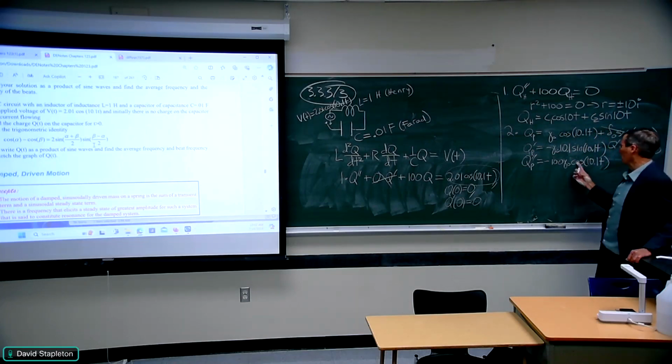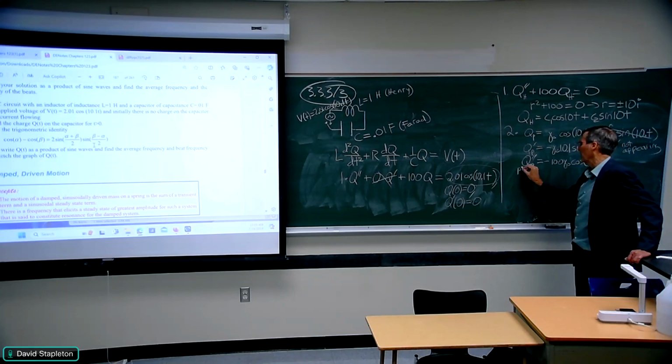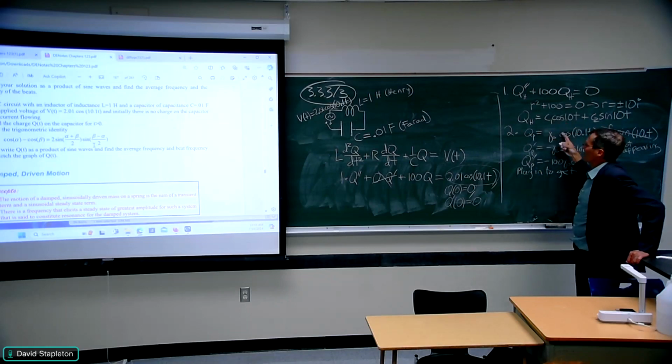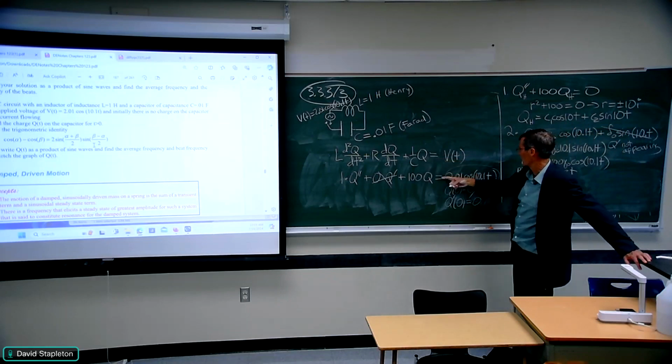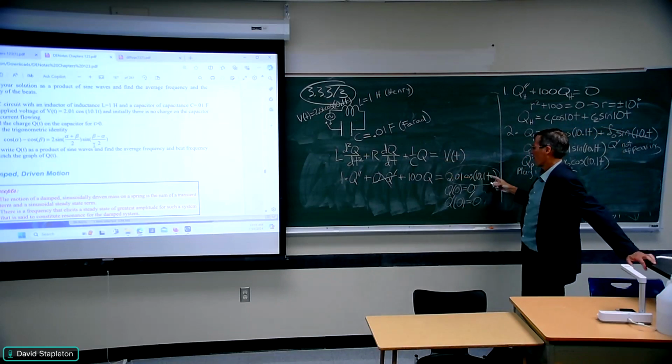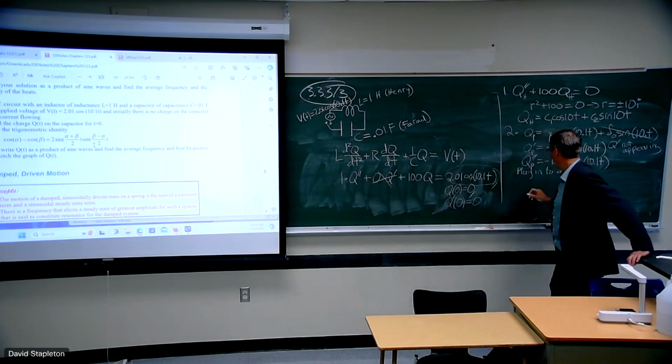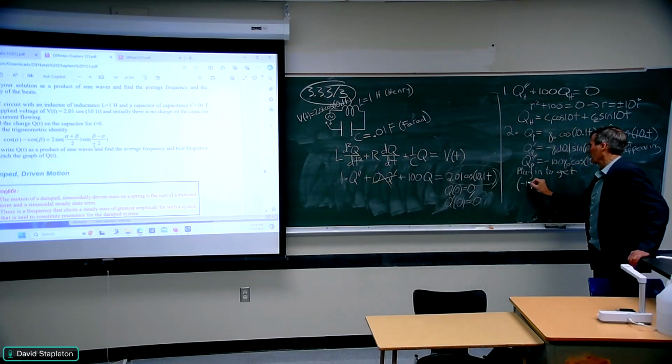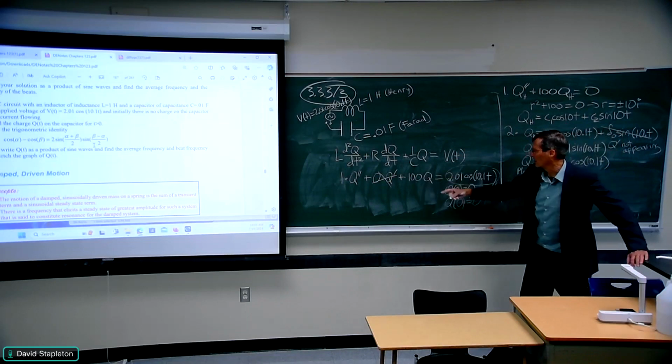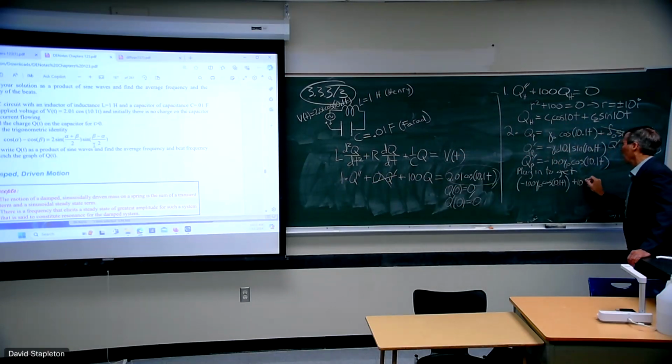Now we plug these in to determine the undetermined coefficient gamma zero. Plug in to get, well, we plug it into the original difference equation. We're looking for a particular solution of this one. And so Q double prime is minus 100 gamma zero cosine 10.1 t, plus 100 times Q is gamma zero cosine 10.1 t.